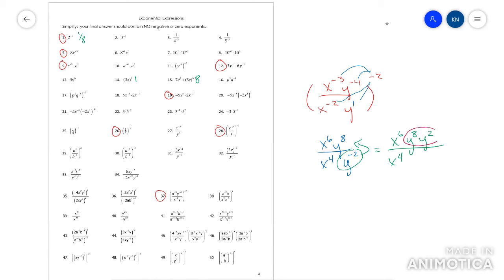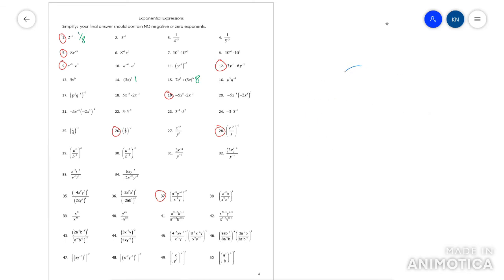So this right here is going to make y^10. So I know I have y^10 on top. And now when you look at these x's, basically you're just subtracting, or you can kind of think of it as which one's bigger, the top or the bottom? In this case, the top is bigger. By how much? By 2. So this would be my answer, x^2, y^10.